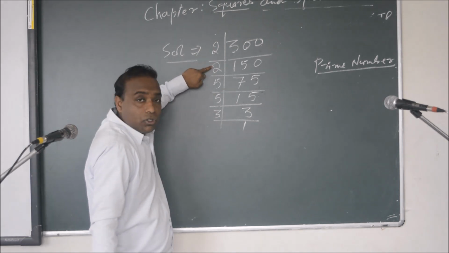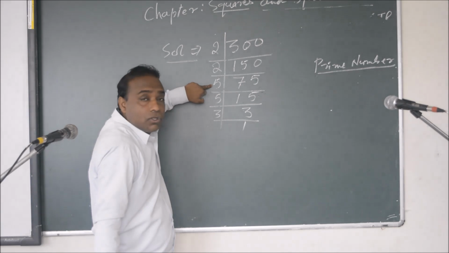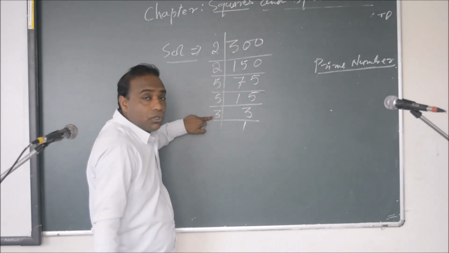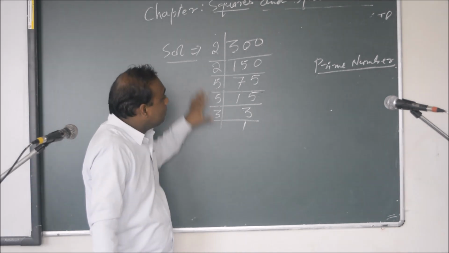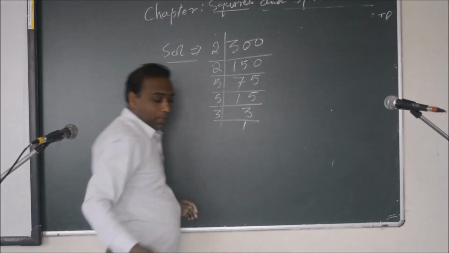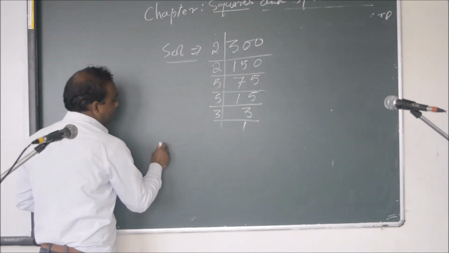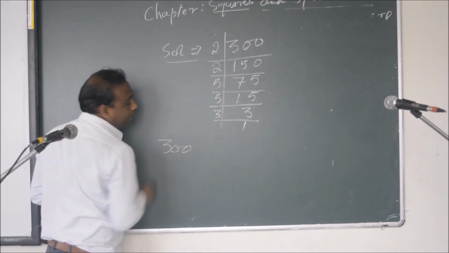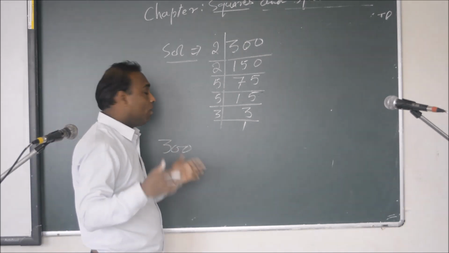2 is also a prime number, 5 is also a prime number, and 3 is also a prime number. Now let us see here. The division is completed now, and then we will check whether 300 is a perfect square or not.